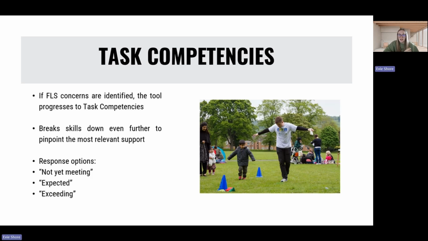The final tool progression is to the task competency level. It breaks the skills down into an even finer level. And here you have the response options of whether the child is not yet meeting that task competency, whether they're expected, but it also allows you to indicate whether they're exceeding that expected level.